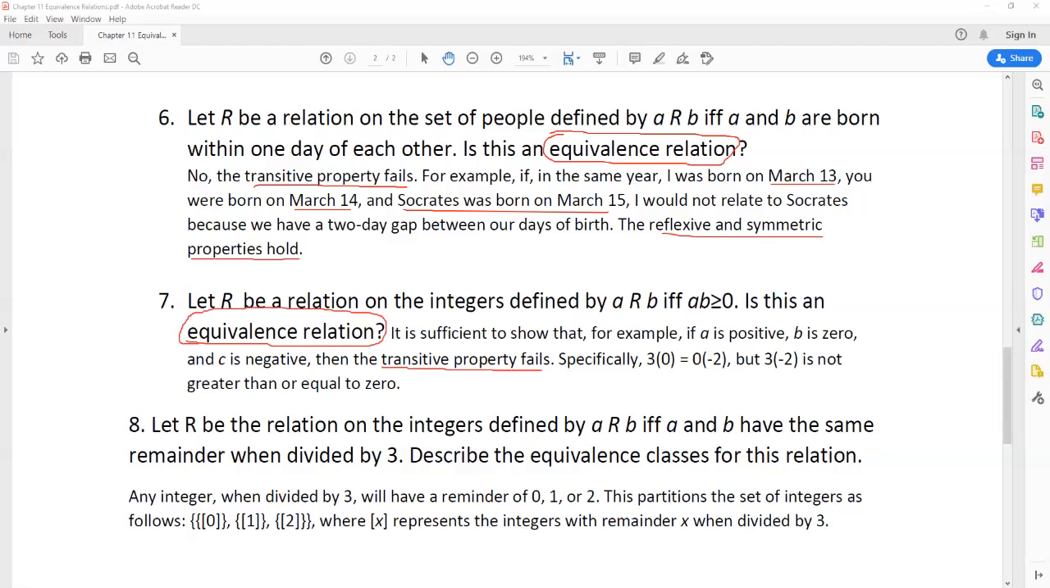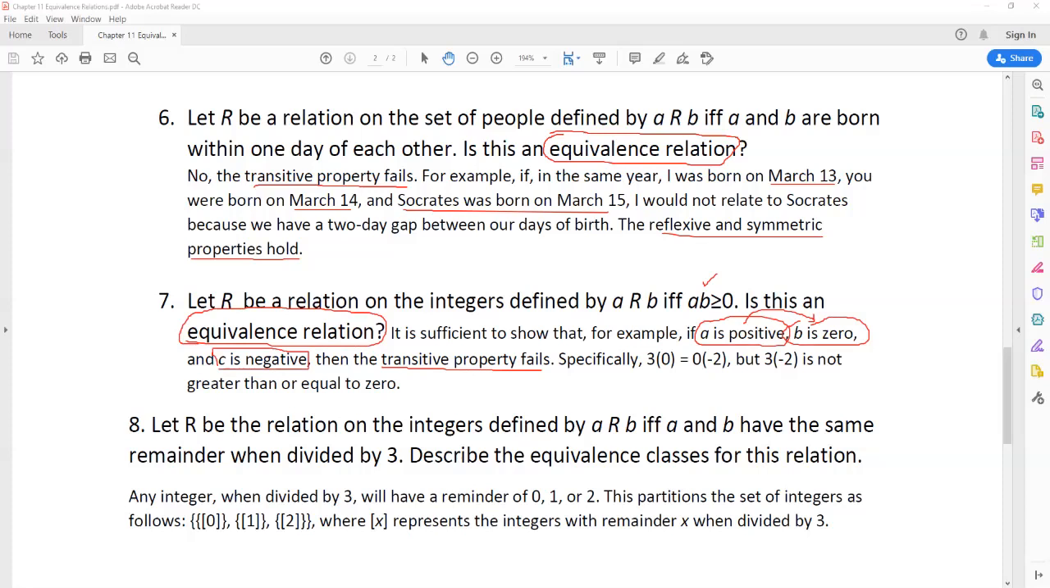It's enough to show, for example, that if A happens to be positive and B is equal to 0, well, that would give you a positive integer times 0, which is 0. That meets the condition. But suppose C is negative. Well, if C is negative, then the transitive property fails.